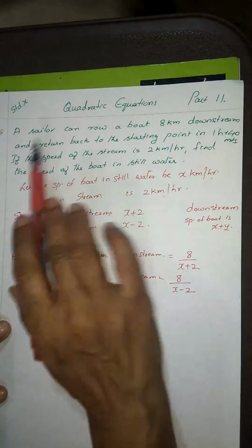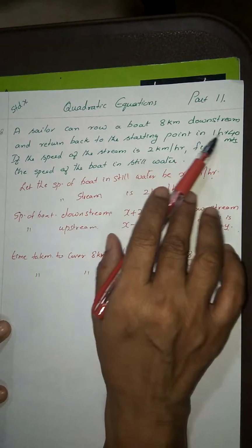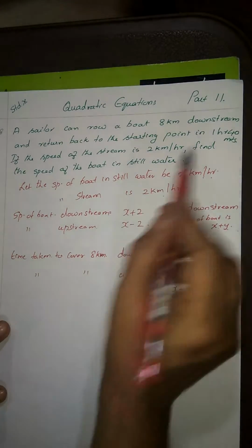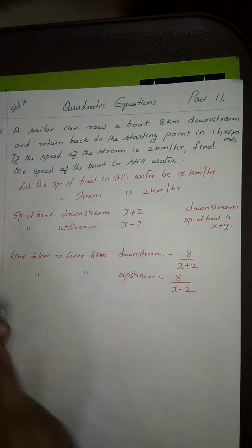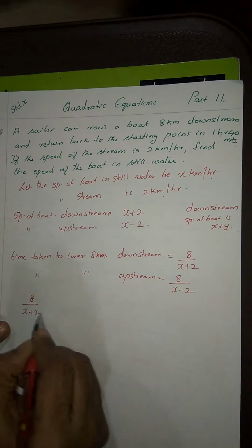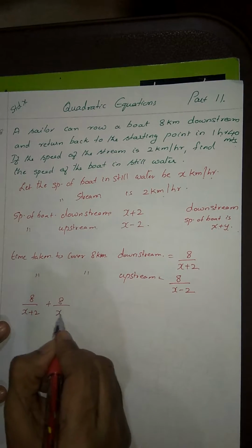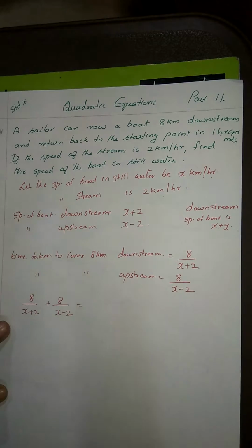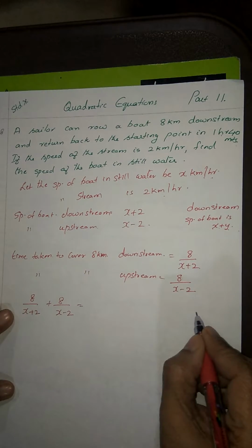So the downstream and return back to the starting point is together now. Time taken for upstream and downstream together is 1 hour 40 minutes. So now you have to add this. So 8 by x plus 2 plus 8 by x minus 2 is equal to 1 hour 40 minutes.